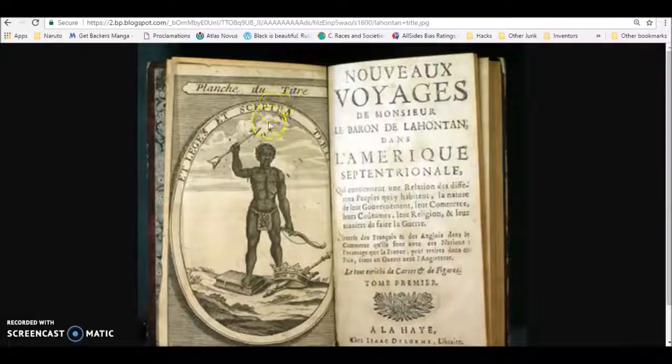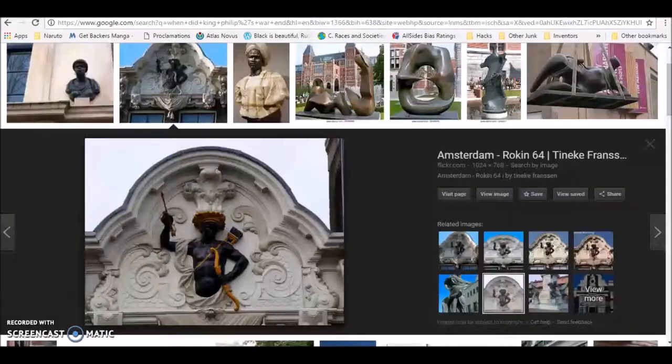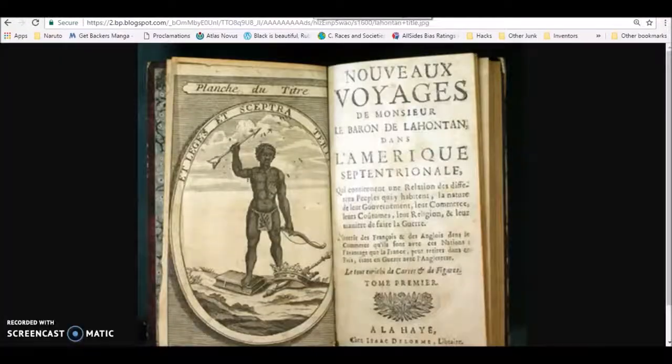Another depiction right here. Now this one, look at that. The same posture, the same pose. Bow and arrow, America. And this is a book on the voyages. Now all these sources, all these artifacts I'm showing y'all were created during those days and those time periods in the 1600s when they were exploring the New World, the so-called New World.